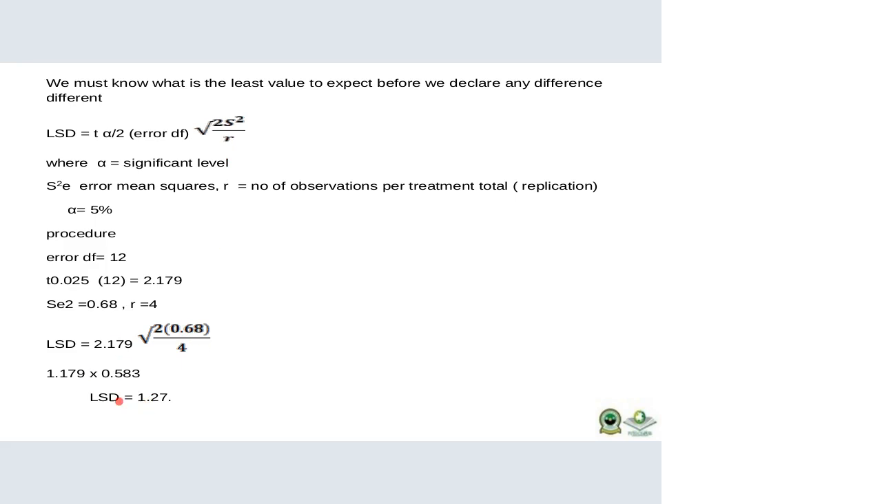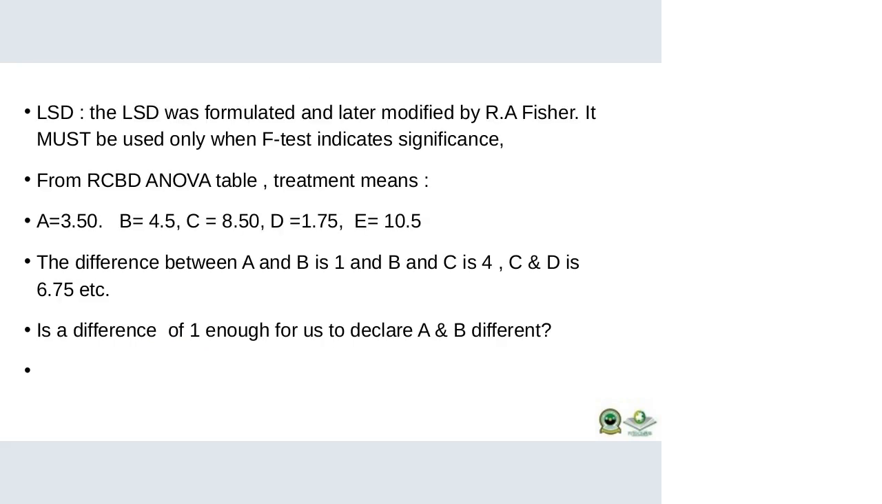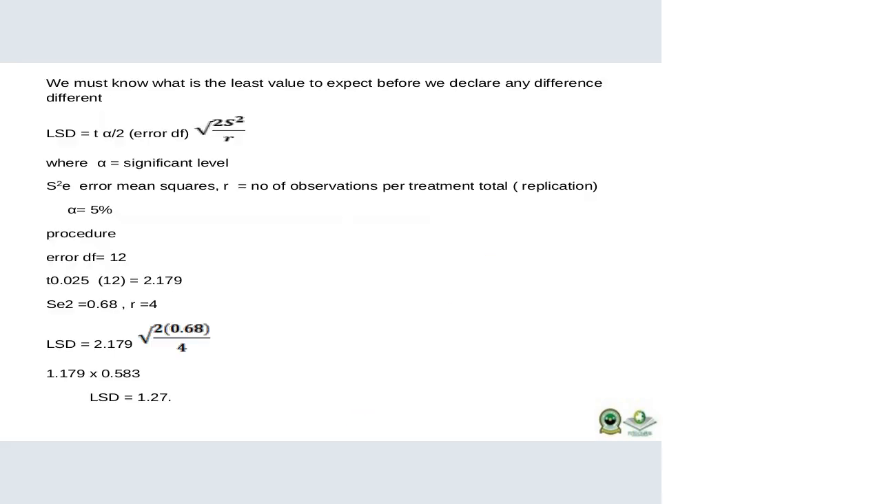By the time you resolve this, you're going to get LSD to be 1.27. That is the least value. Now, if you subtract A and B, the difference is 1, which means they are the same because it is less than 1.27. If you subtract B and C, what are you going to get? A and B is 1, B and C is 4, which means B and C are different. And the second one is 6, which means they are above 1.27.